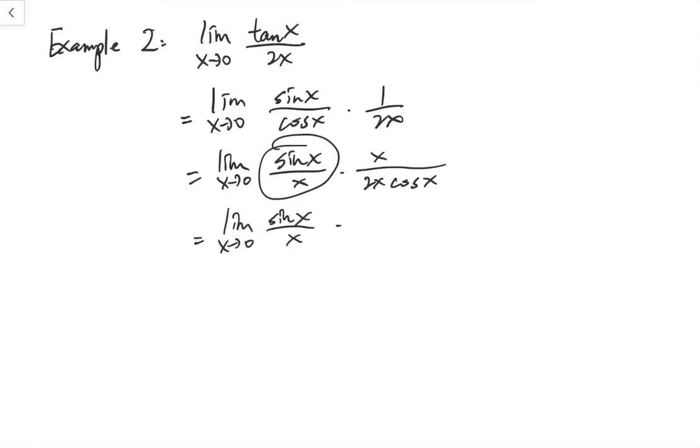And now this is something like complete. So we can just copy it, and then the right hand side is just simplified. There's no problem for cosine x because cosine 0 is 1. So you get 1 times 1 over 2 times 1, which is 1 over 2.